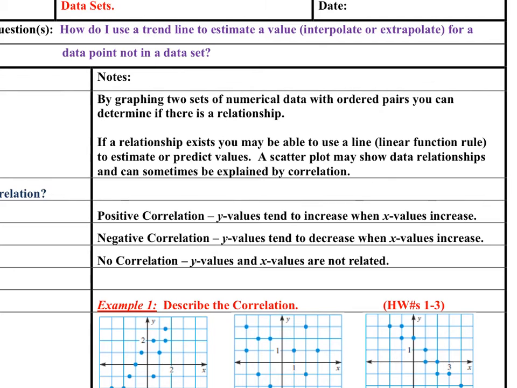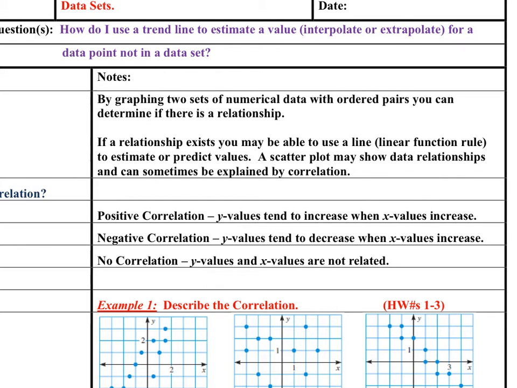Graphing two sets of numerical data with ordered pairs, you can determine if there is a relationship. If a relationship exists, you may be able to use a line, linear function rule, to estimate or predict values. A scatter plot may show relationships and can sometimes be explained by correlation.